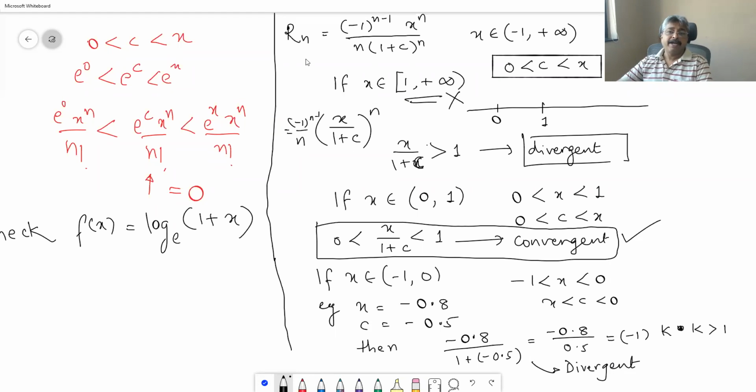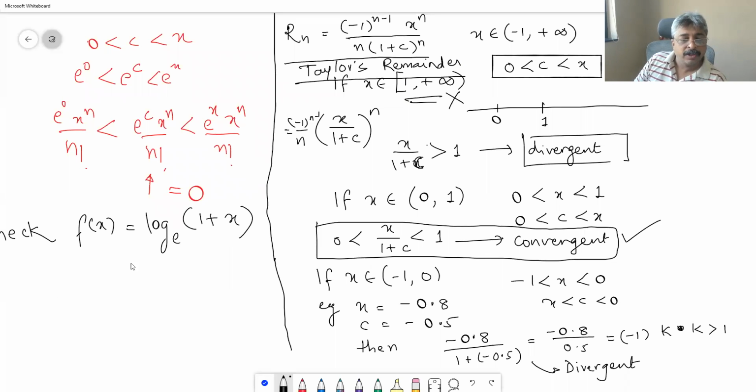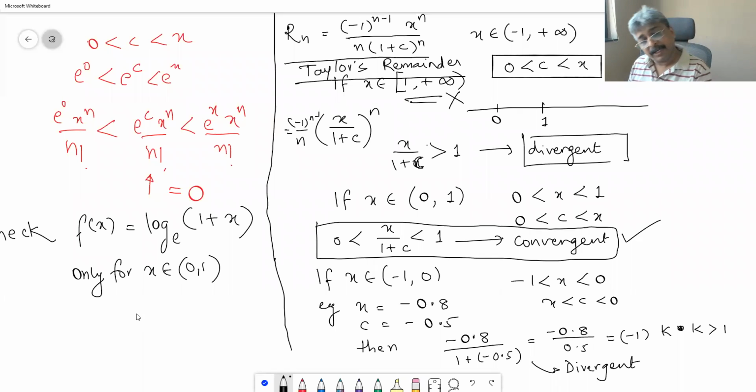So as far as this remainder is concerned, which is Taylor's remainder, Taylor's remainder proves log 1 plus x only for values of x belonging to 0 to 1. However, it is not true because we can always use it for minus 1 to 0, but then Taylor's remainder fails to prove that. Okay, therefore, a few more mathematicians worked out their own remainders.